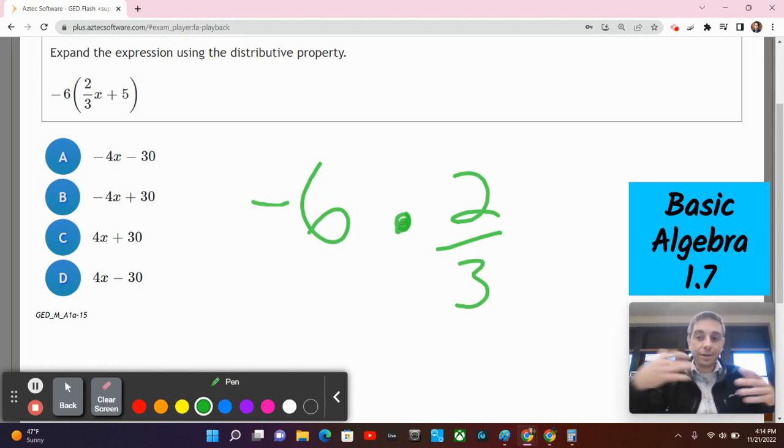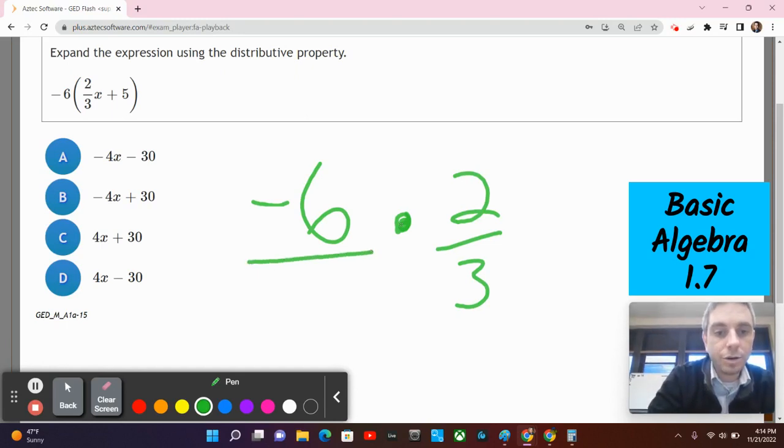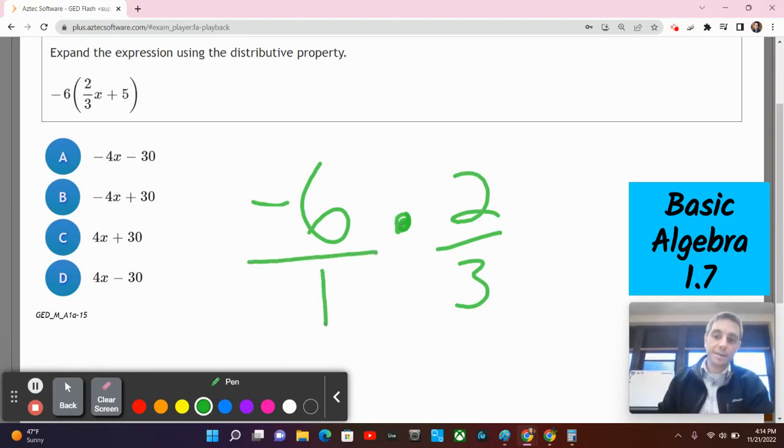We can turn any whole number like -6 into a fraction by putting it over 1, because essentially that means -6 divided by 1, which is equal to -6. So we haven't changed the value of it. We just changed how it looks, really.